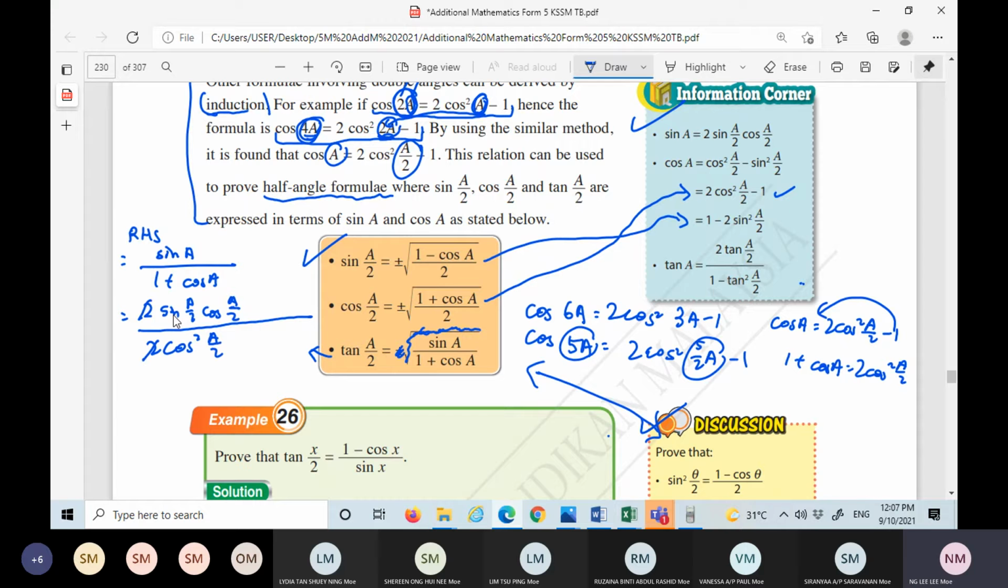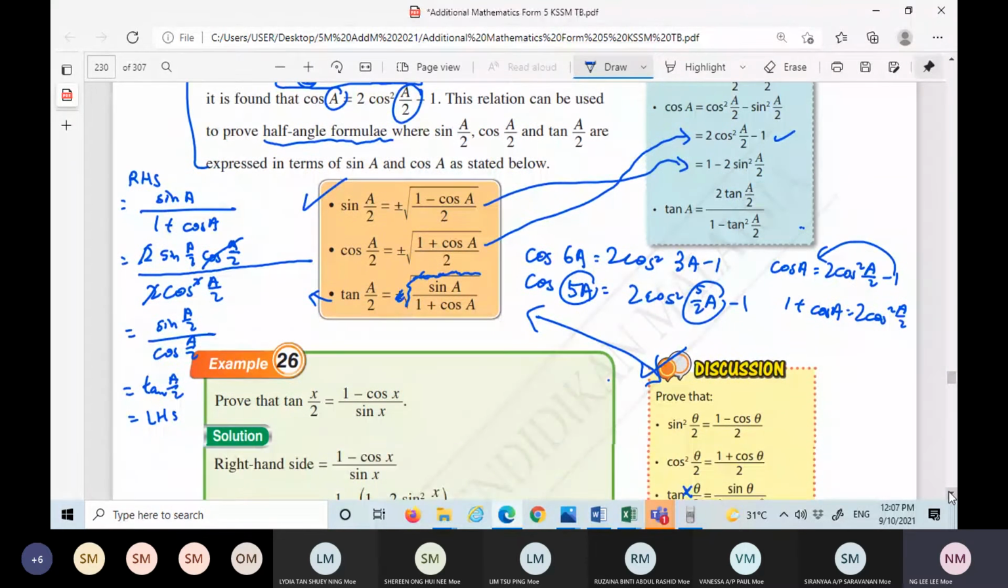Okay, so this one and this one, we can cut one of it. So balance sine A over 2 over cos A over 2. Sine over cos is tangent A over 2. So this is equal to the left hand side. Okay, this is how you prove it.